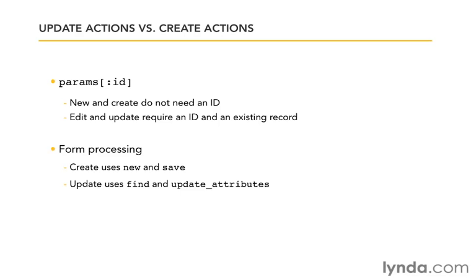The second difference is the way that the form processing takes place. Create used a combination of new and save. It created a new object and then it saved it. Update is going to find an existing object and then use update attributes to update its attributes. But other than that, the two processes are almost identical. Let's add them to our application.